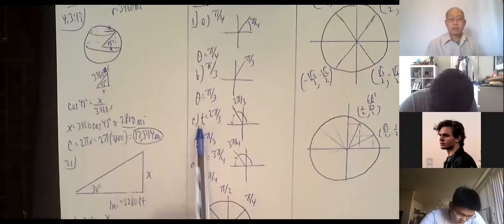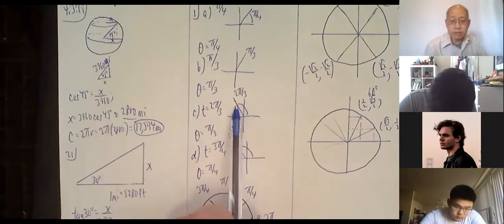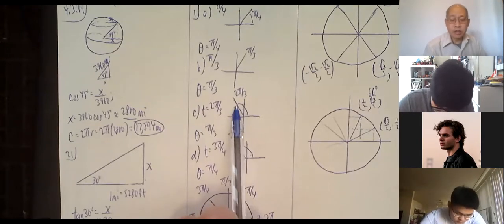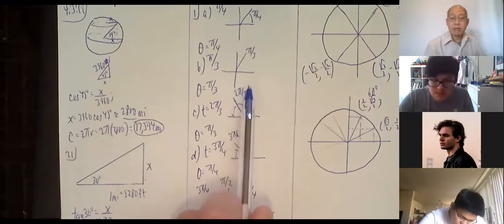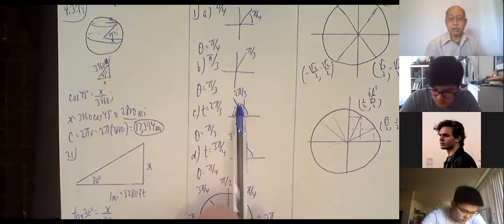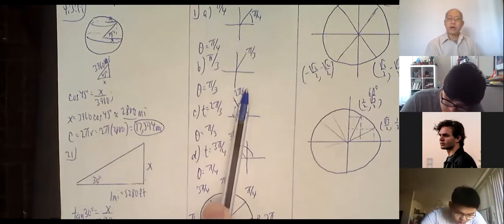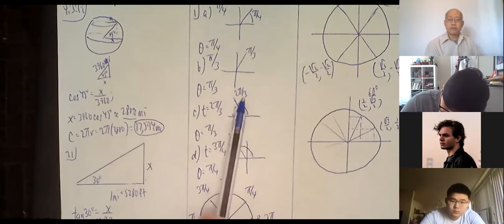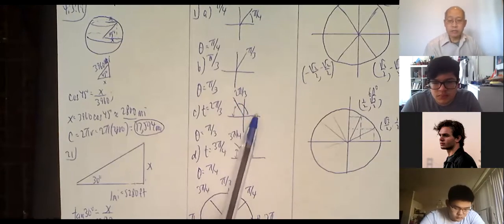Okay. For part C, they give me 2 pi over 3. Okay, so 2 pi over 3 lands me over here. It's 120 degrees. And there's several ways you can look at that. You can multiply by the conversion factor, right? You can multiply that by 180 over pi, and it comes out to be 120 degrees. Another way to think of it is like this. You know that 2 pi is 360 degrees, right? So 2 pi over 3 is 360 over 3, which is 120. Okay, so that's in the second quadrant.